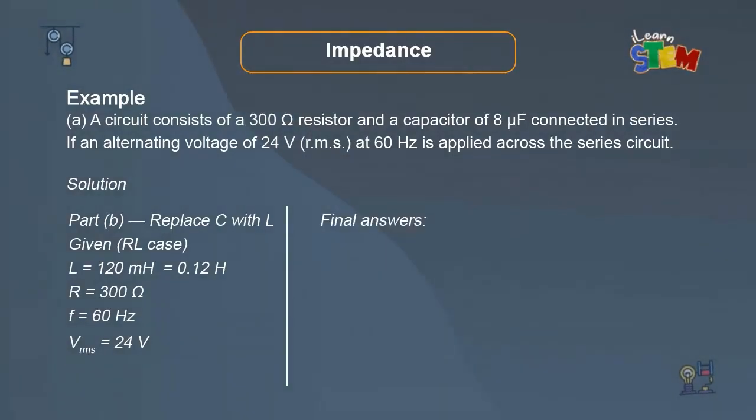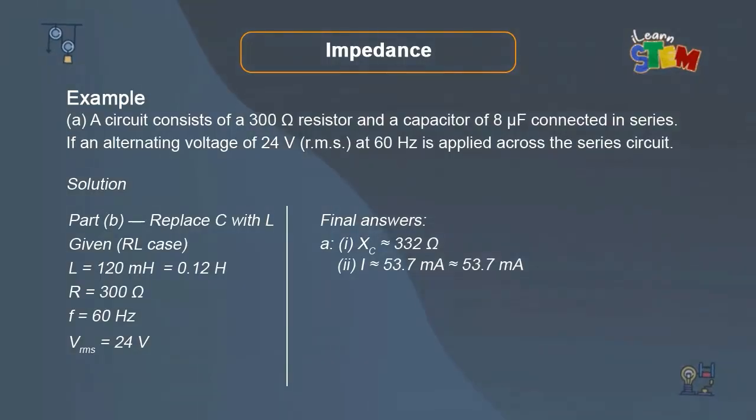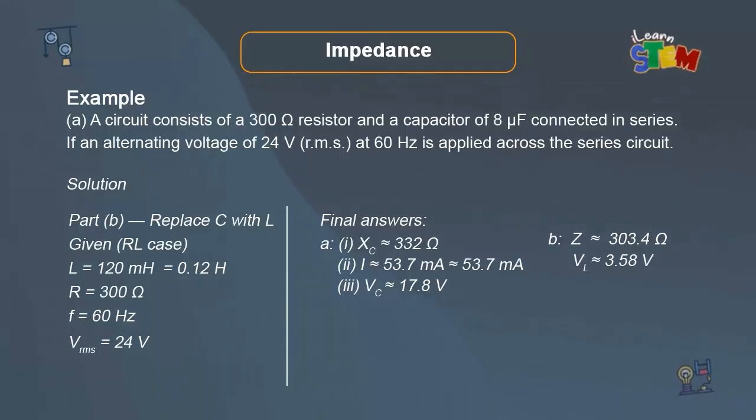Here are the answers. Option A. The capacitive reactance is approximately 332 ohms. The current is approximately 53.7 milliamperes. The voltage across the capacitor is approximately 17.8 volts. Option B. The impedance is approximately 303.4 ohms. The voltage across the inductor is approximately 3.58 volts.